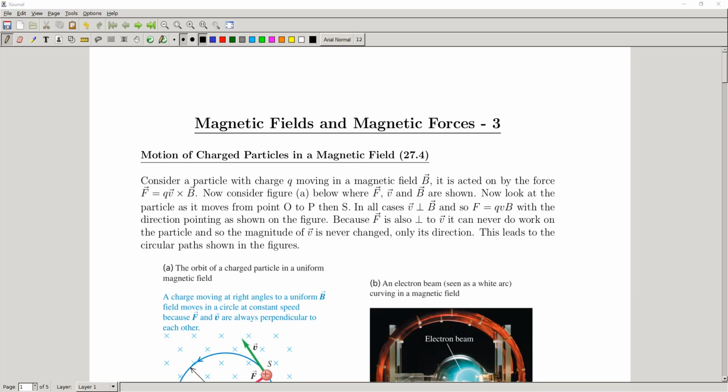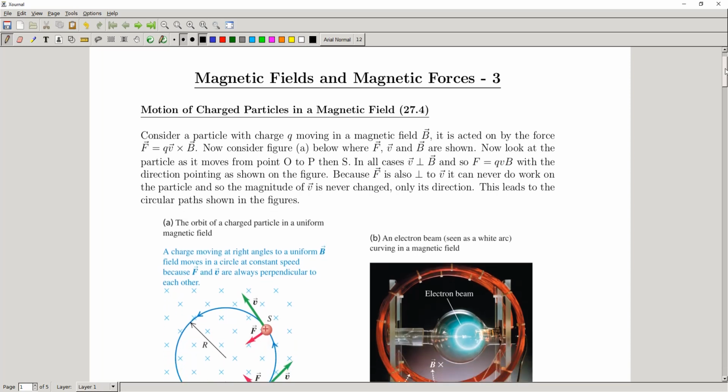For the video here, we're going to start off with 27.4, which is motion of charged particles in a magnetic field. We're going to consider a particle of charge Q moving in a magnetic field, which is given by our vector field B. It's going to be acted on by the force we talked about in the first video, the magnetic force F equals Q V cross B. Now we want to consider what's going to happen as this particle, with a constant velocity, or at least a constant magnitude to its velocity, moves through our uniform magnetic field.